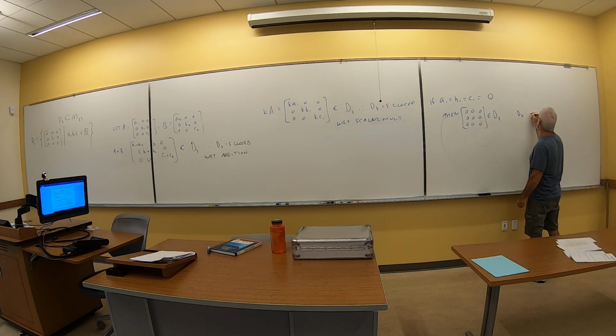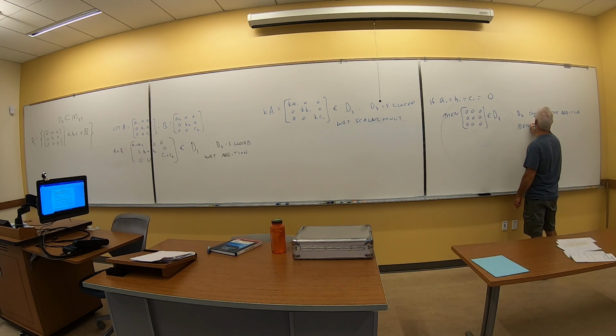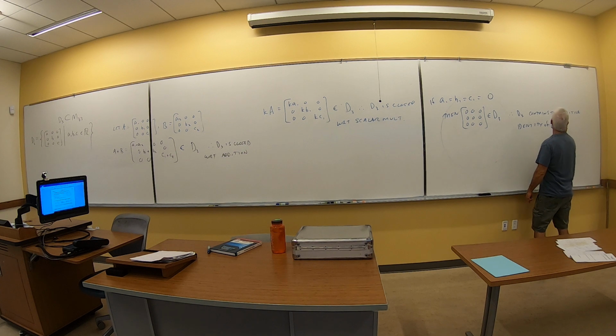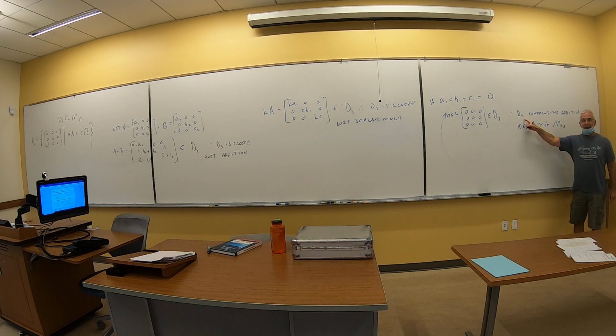Therefore, D3 contains the additive identity of M33. D3 does not have its own additive identity. D3 is a subset of M33, and the additive identity for all 3 by 3 matrices exists. We know it's the zero matrix, but that zero matrix is actually in D3. I've just satisfied the big 3 that I need to.